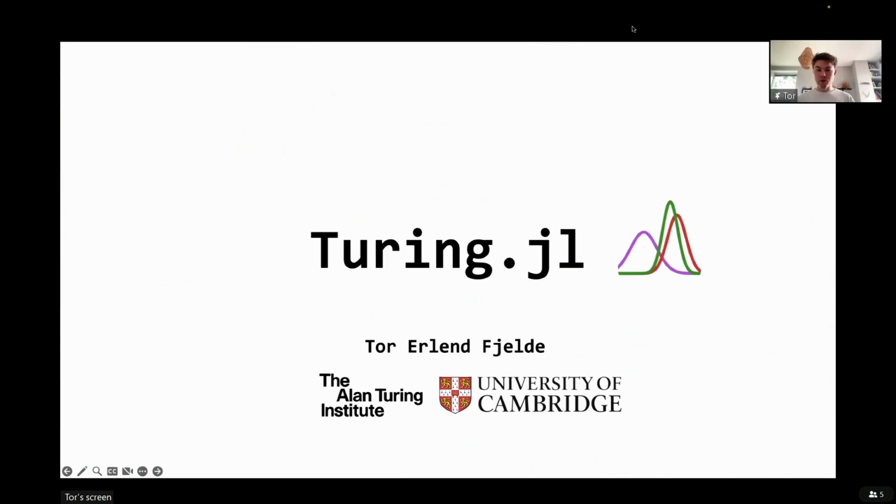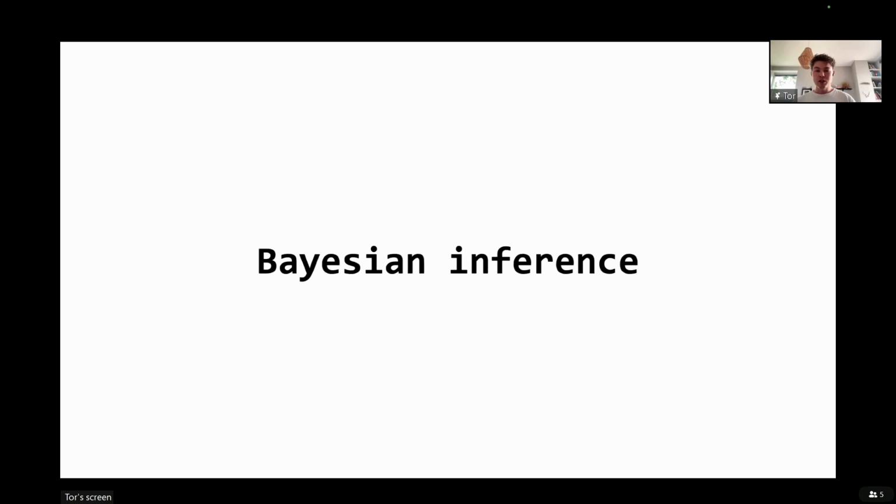All right. So, as said, my name is Tor Fjelde, I work on Turing.jl. I'm currently associated with both the Alan Turing Institute and the University of Cambridge. I'm going to put on a timer so I have some sense of how much time I spent. And I'm going to tell you a bit about Turing.jl. And usually when I talk about this, I start with telling people a bit about Bayesian inference and what that is all about.